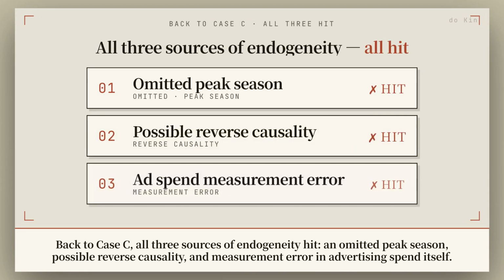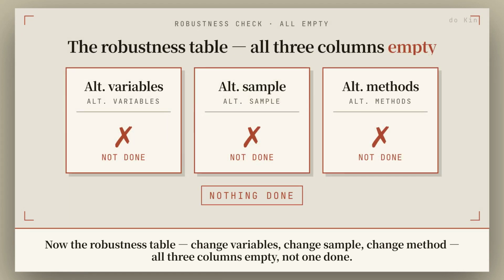Back to case C. All 3 sources of endogeneity hit: an omitted peak season, possible reverse causality, and measurement error in advertising spend itself. Now the robustness table. Change variables, change sample, change method. All 3 columns empty, not one done.